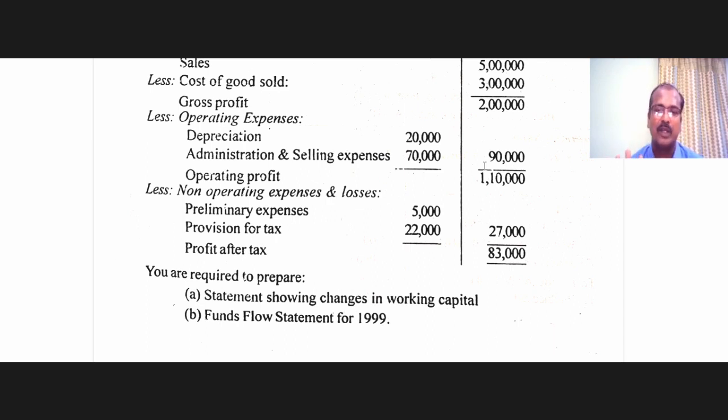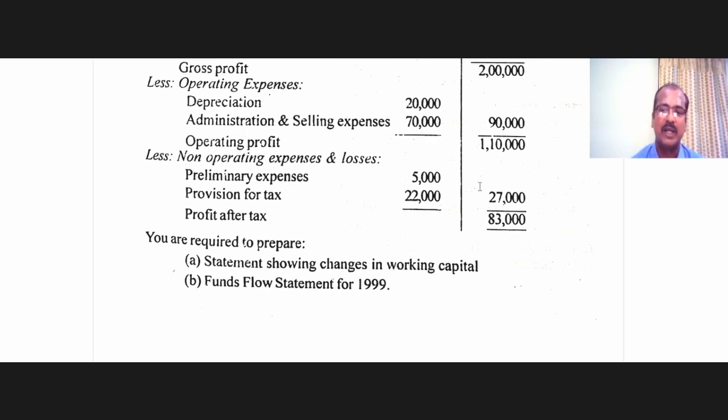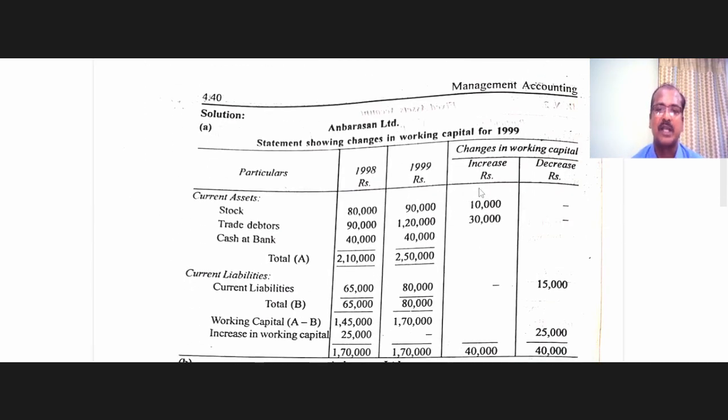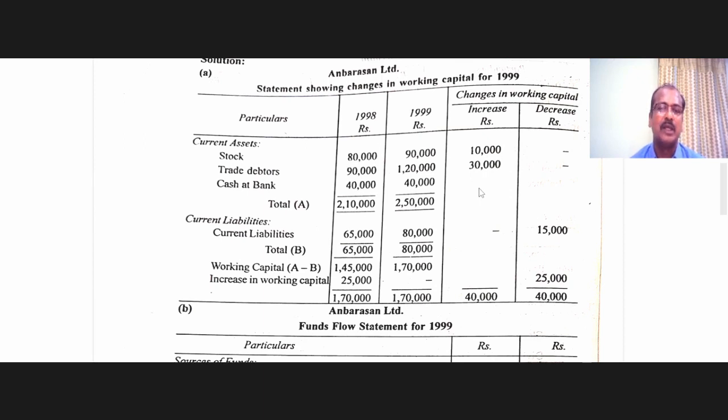These 4 formulas you have to memorize. Keep yourself very thorough with these 4 formulas so that you can prepare the schedule of changes in working capital without any difficulty. Now look at the schedule of changes in working capital. You find increase in stock and trade debtors. So increase in current assets leads to increase in working capital. Whereas in cash at bank there is no change.